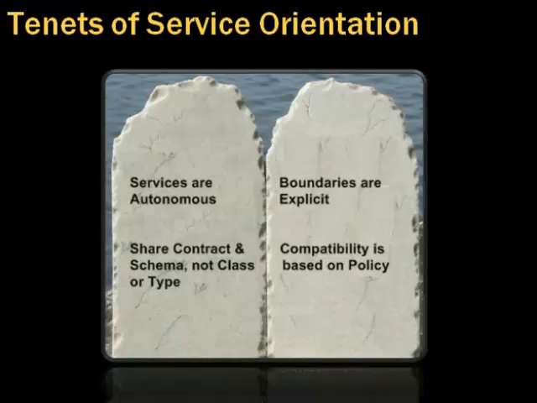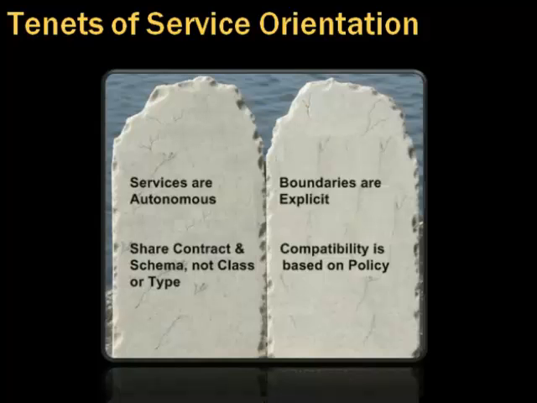So these four tenets were supposed to tell us how to build a service-oriented architecture. It said your services should be autonomous, you should be sharing contract and schema, not class or type, the boundaries will be explicit, and the compatibility would be based on policy. And I remember sitting in these conferences, and I'm sure a lot of you had that same feeling, looking at this stuff, nodding your head, and wondering, oh, is that all there is to it?